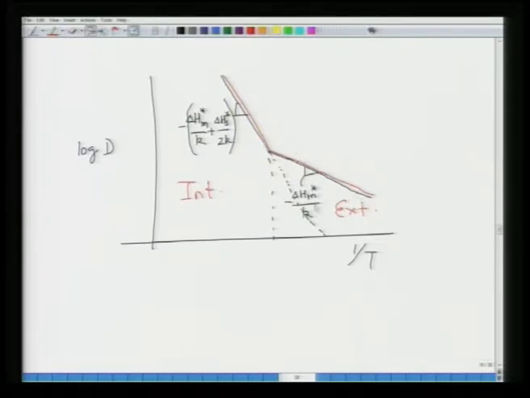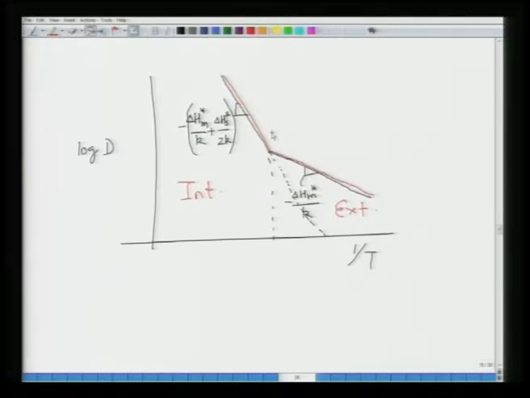In the extrinsic region, the vacancies are already generated by impurities and their concentration is much larger compared to intrinsic or thermally created vacancies. So the only energy barrier that needs to be overcome is the migration energy. So in the extrinsic region, the slope of the log D versus 1 by T curve will give you the migration energy. On the other hand, if you look at the plot on the left side, there is a crossover from extrinsic to intrinsic, and at the crossover the concentrations of vacancies due to thermal and impurity means are equal.